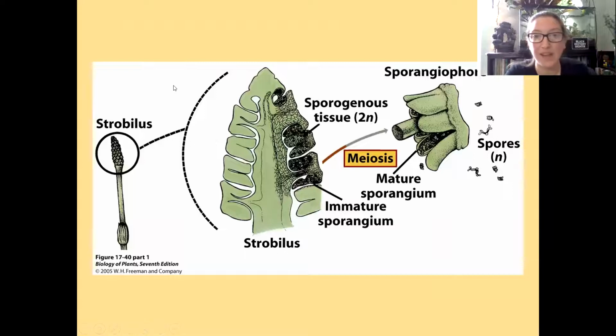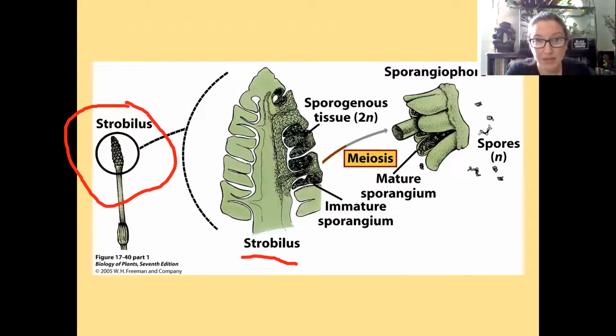Here's the top of the horsetail Strobilus. This is the top of that horsetail Strobilus right here. And here's a cross section through it. And this is what I was just trying to draw, although not very well.